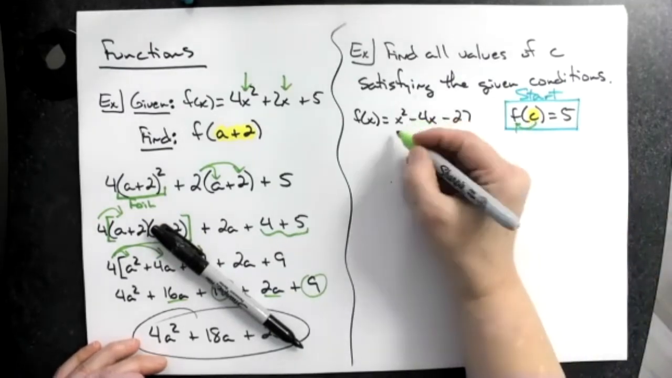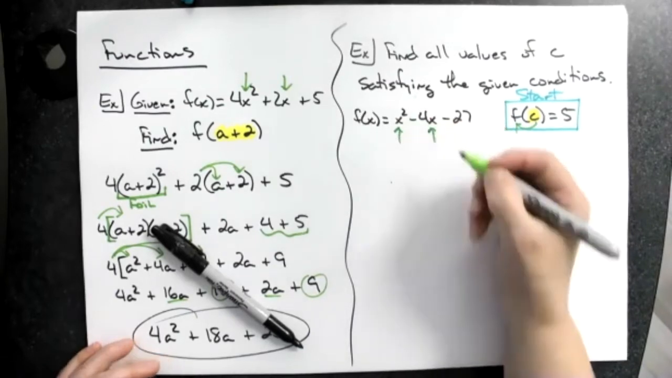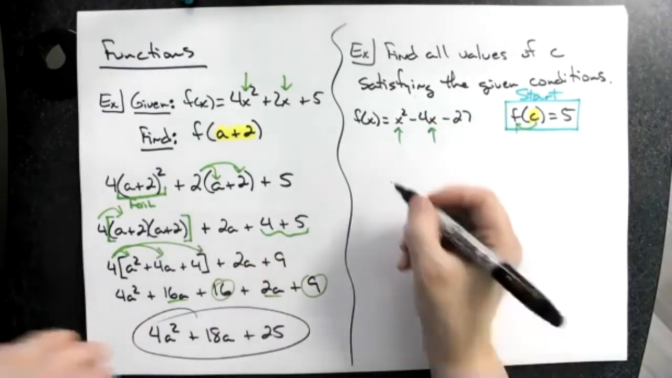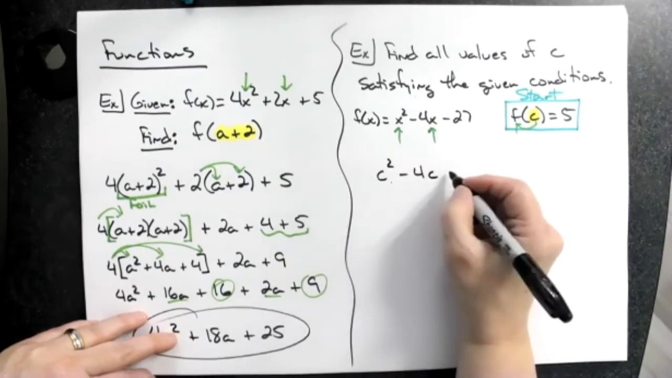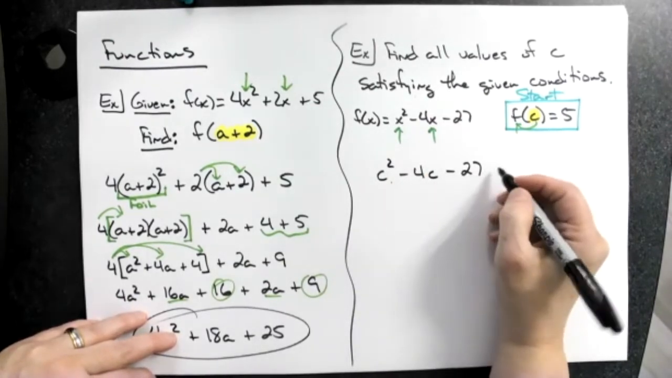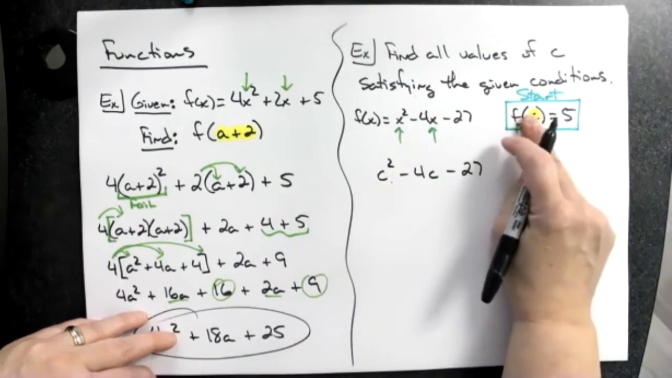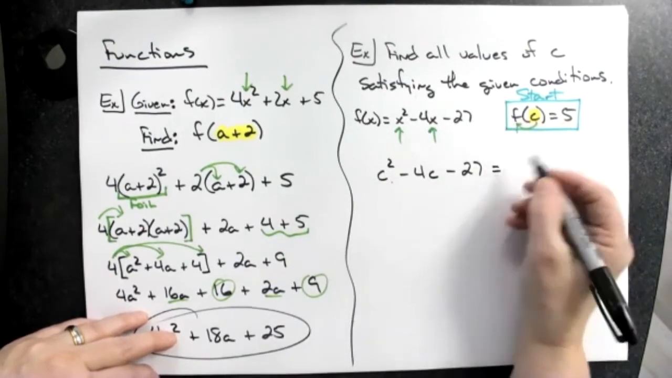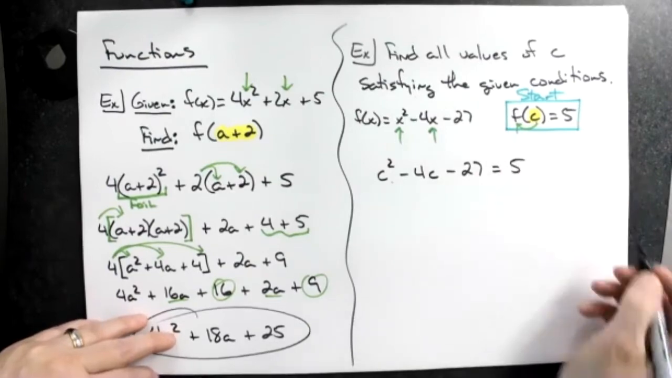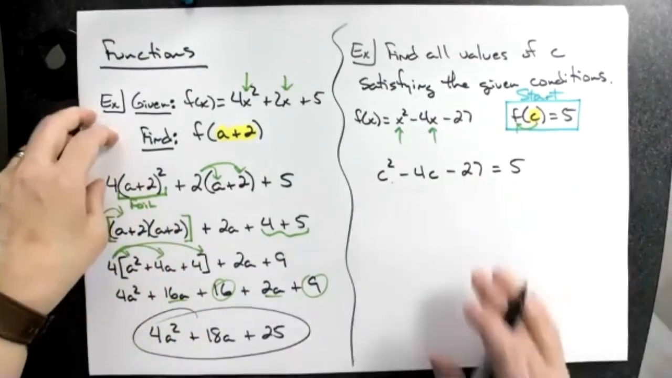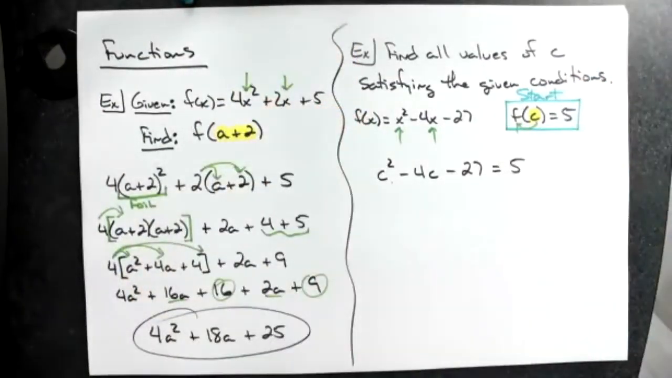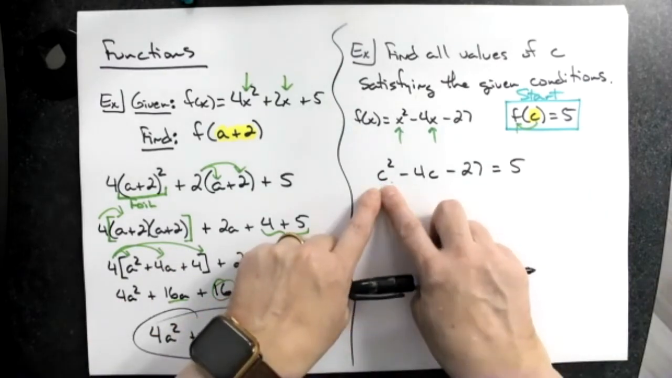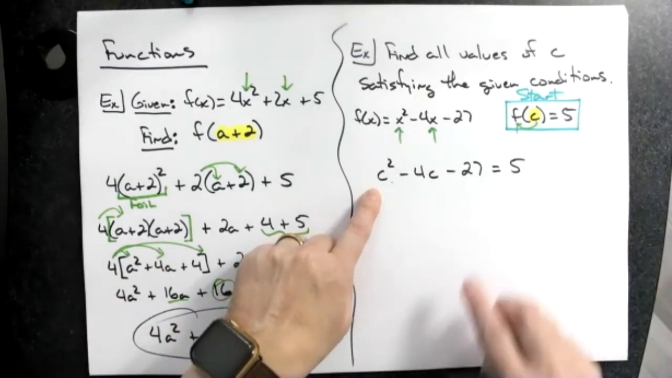So that's what I'm going to do. I'm going to plug c in here and plug c in there. So I will have c squared minus 4c minus 27. That's me doing this part of this equation. Then I put the equal sign down. Then I put the 5 down. And now this just becomes a straight quadratic equation. So actually, now I'm not only doing this question as review, but one of the types of equations that you're supposed to be able to solve is a quadratic equation. This is a quadratic equation that we need to solve.